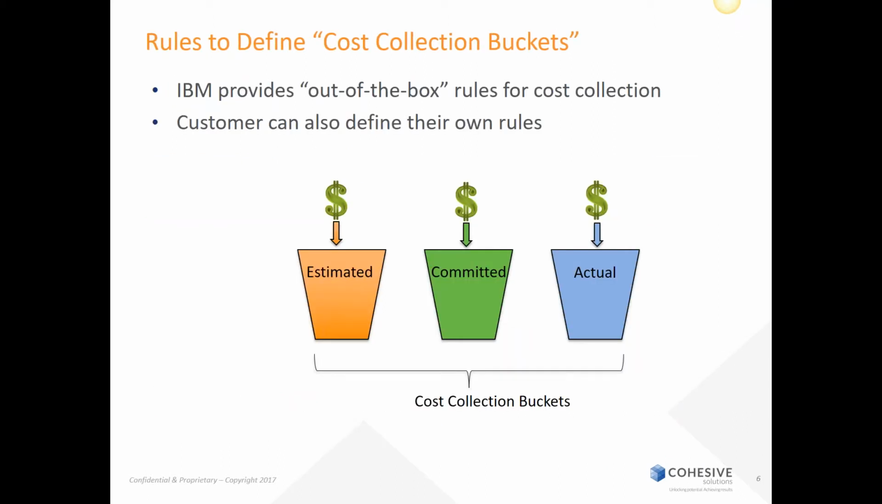The rules on the cost collection bucket are done under Manage Rules, and IBM provides some out-of-the-box rules for cost collection, which we'll go through. But as I said earlier, you can create your own definition. The reason for that is obviously one customer might have a certain way they define a committed cost, or when they claim a cost to actually be actual, and that's not going to be the standard for every customer. So IBM gives you the latitude you need to make this your own.